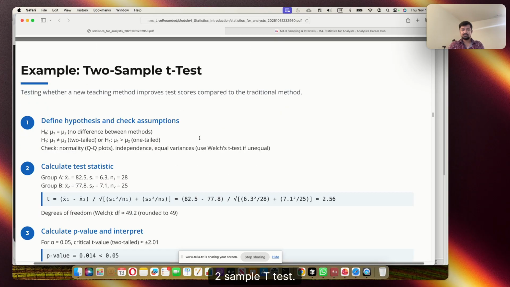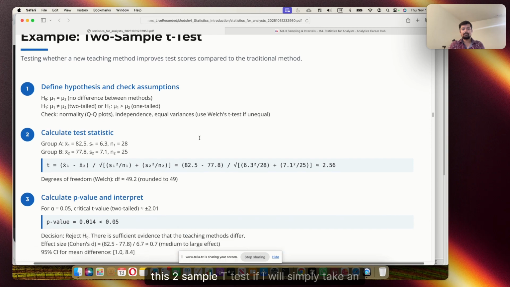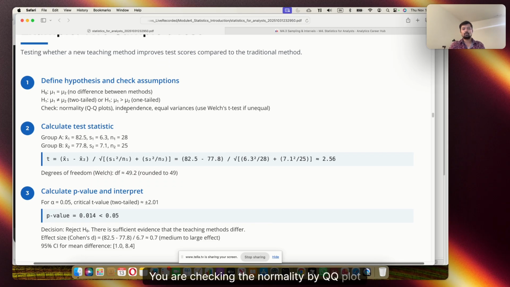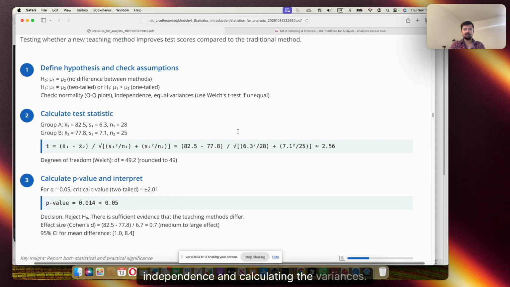Two sample t-test you can do. If I simply take an example, first define the hypothesis and then check the assumptions. The hypothesis is no difference between two methods, and then there is a two-tailed and a one-tailed method, in which if you are rejecting the hypothesis, that means the alternative hypothesis is true. You check the normality by QQ plot, independence, and calculate the variances.